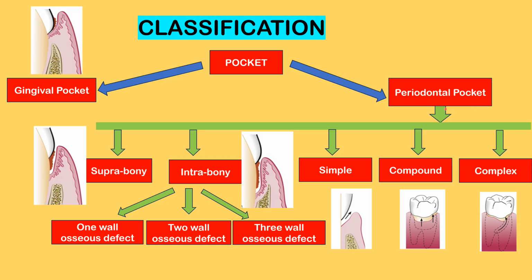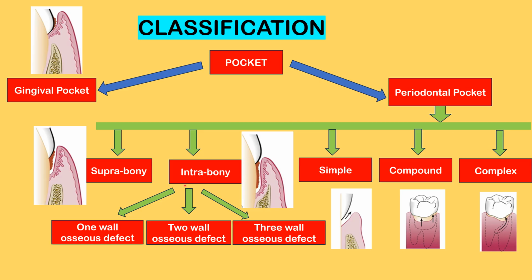Periodontal pocket can be further classified into suprabony, intrabony, simple, compound and complex. Suprabony pocket, in this the base of the pocket is above the alveolar bone, whereas in the intrabony we can see that the base of the pocket is below the alveolar bone level. Coming to the simple pocket, it involves only one tooth surface, whereas the compound involves two or more tooth surfaces. Whereas the complex has more complicated paths. Sometimes it extends between the roots.